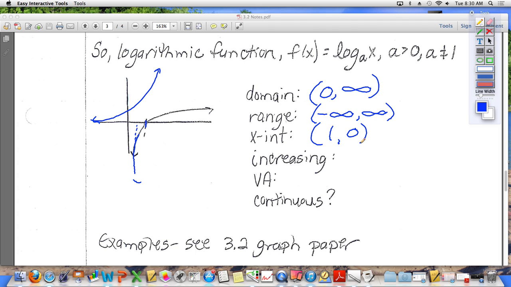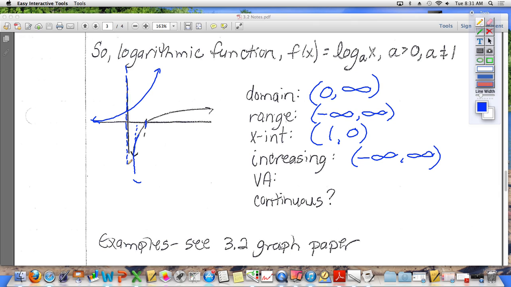Is the graph increasing? Yes, it is increasing. The graph is headed up, and it's increasing from negative infinity all the way to positive infinity. In other words, the range and increasing in this case are kind of the same thing. What about the vertical asymptote? Is there a vertical asymptote? Yeah, there's a vertical asymptote right here.